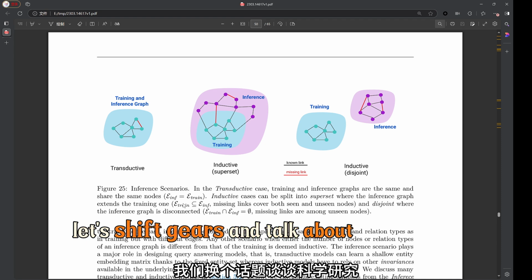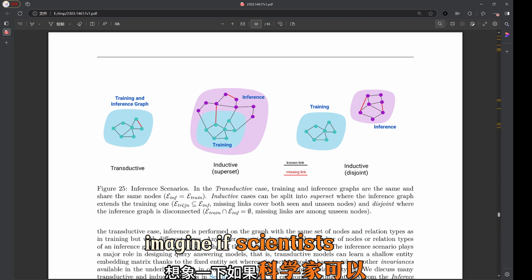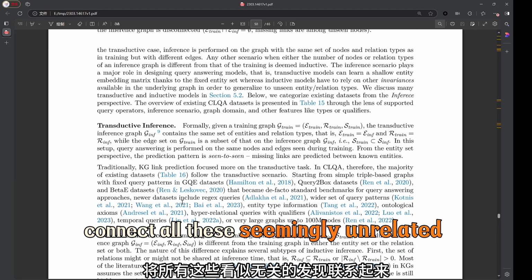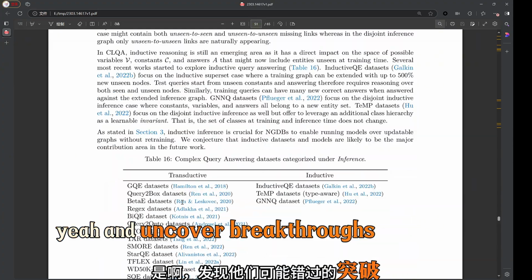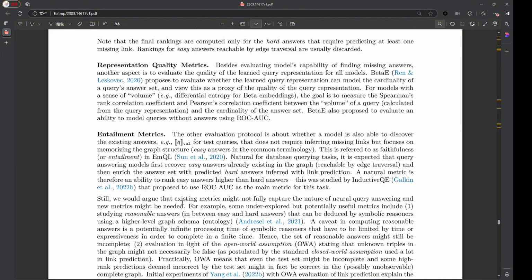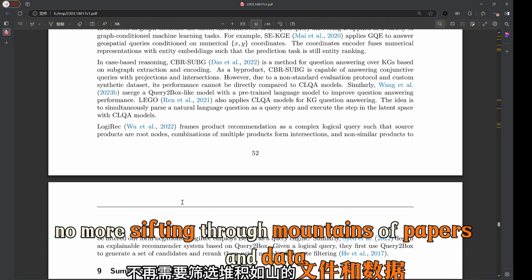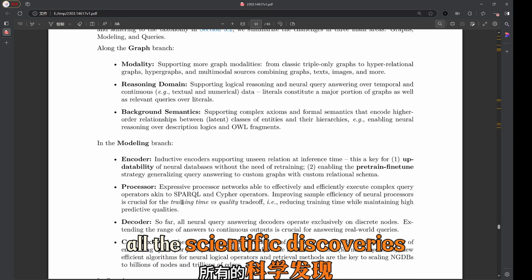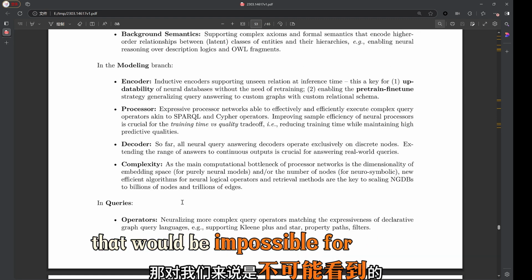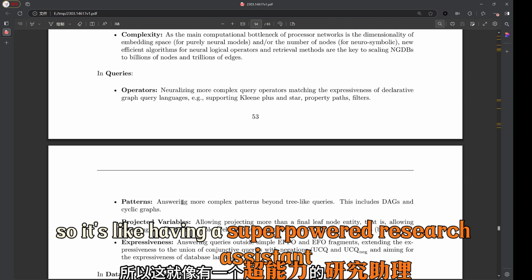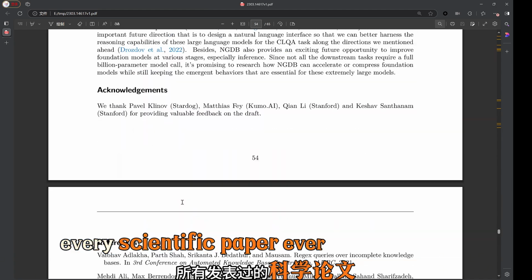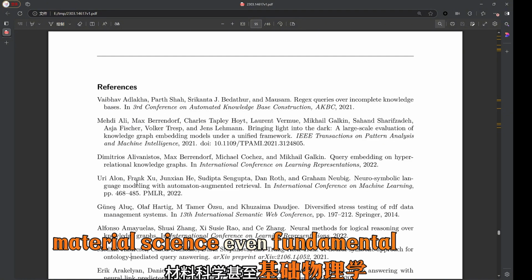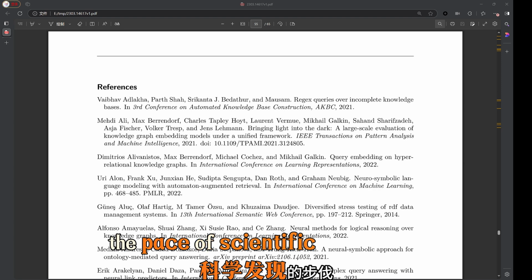Let's shift gears and talk about scientific research. Imagine if scientists could analyze the entire body of scientific literature, connect all these seemingly unrelated findings, and uncover breakthroughs they might have missed. Sounds like every scientist's dream. No more sifting through mountains of papers and data. Exactly. NGDBs can create this knowledge map of all the scientific discoveries, highlighting connections and patterns that would be impossible for us to see. So it's like having a super-powered research assistant that can just read and analyze every scientific paper ever published. Yeah, this could lead to breakthroughs in fields like climate science, material science, even fundamental physics. We could really accelerate the pace of scientific discovery.